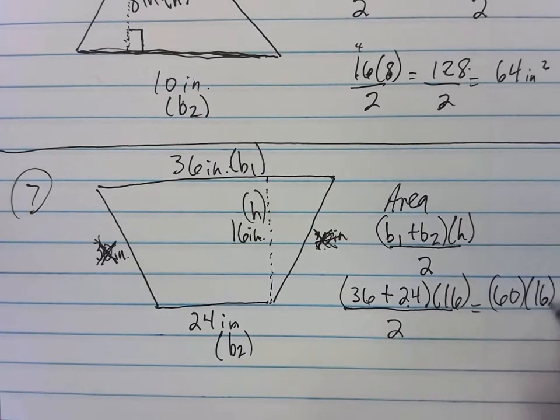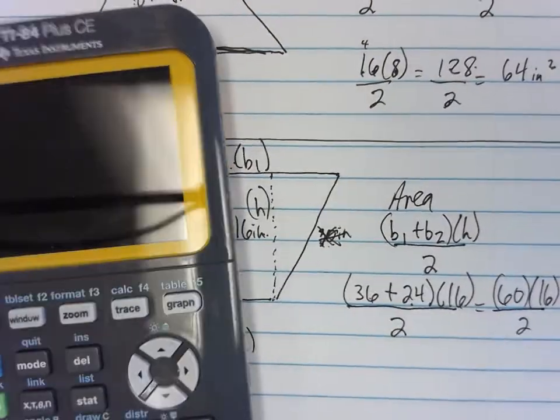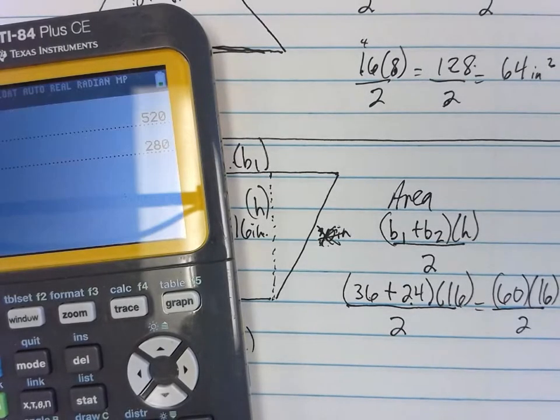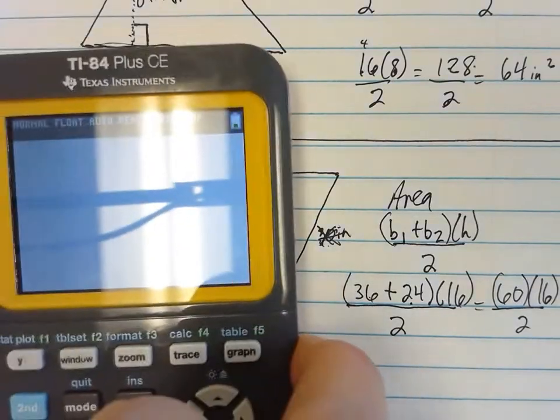And now I need to do 60 times 16. And then I'll divide that by 2. Alright, so let's see what 60 times 16 is. 600 plus something, let's see. So I'd say 960 if I was guessing before I put it in here. Let's see if I'm right.